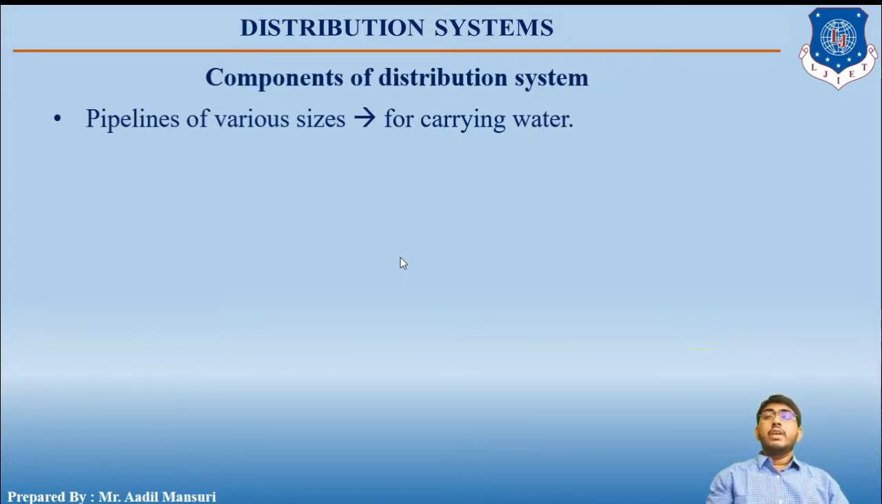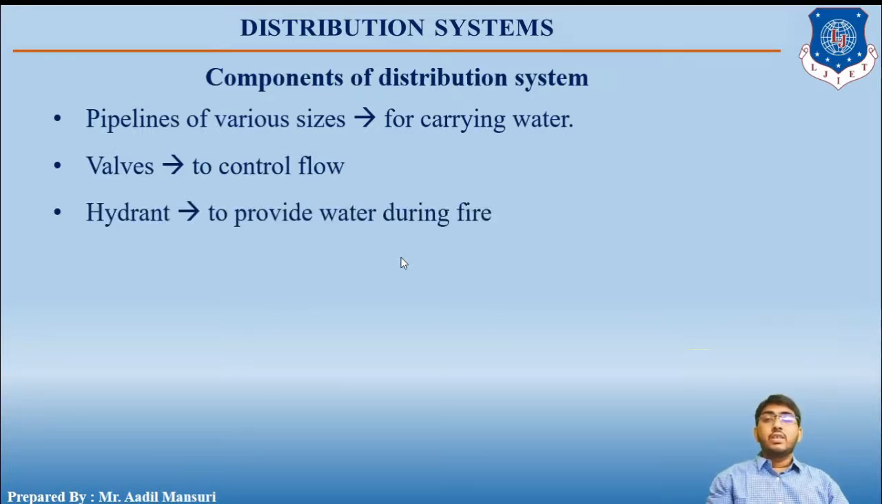Next component is valves. The main function of the valve is to control the flow. The various types of valves that are available in the market include line valves, air valves, sluice valves, air release valves, butterfly valves, air inlet valve, globe valve, needle and cone valve, check valves, and screw valves. All these valves have different functions. Next is hydrant. The main function of the hydrant is to provide water during fire. These hydrants are usually placed on the sides of the roads at a particular interval.